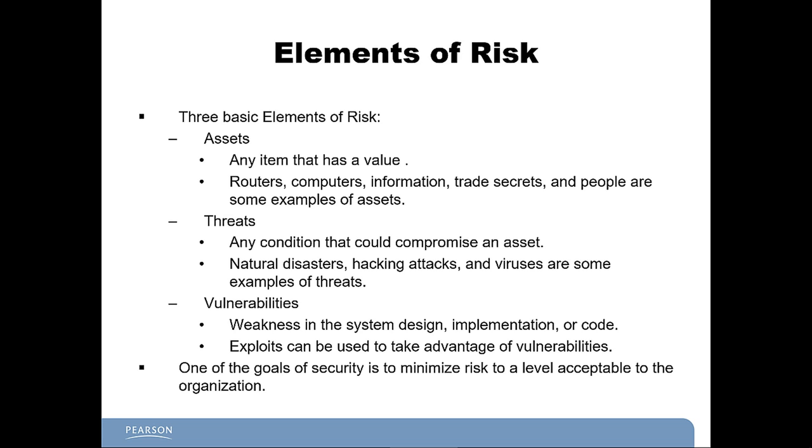Basic elements of our risk assessment: assets, threats, vulnerabilities. An asset is any item that has a value. That could be information, devices, secrets, lots of different types of tangible and intangible objects. Threats: any condition that could compromise an asset. This could include things like natural disasters, hacking, viruses, trojans, ransomware. Anything that, again, compromises an asset.